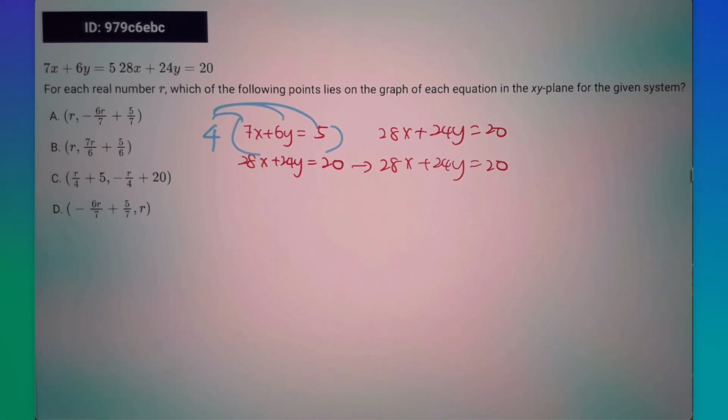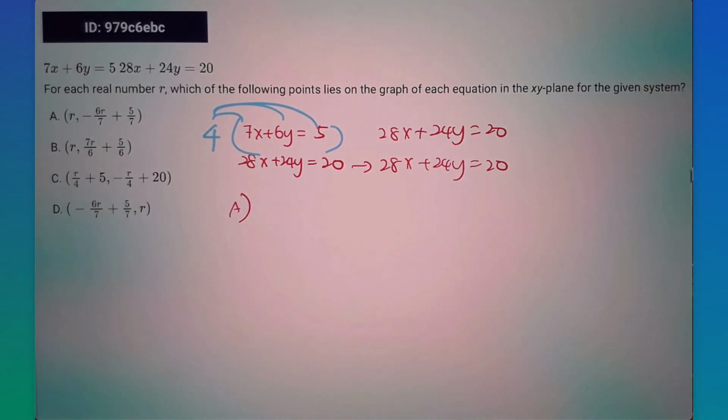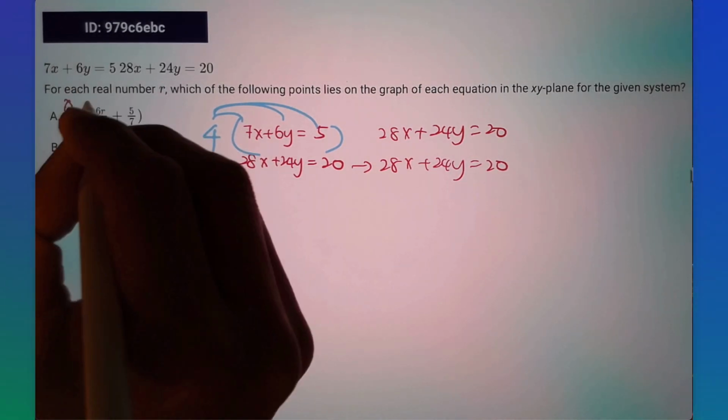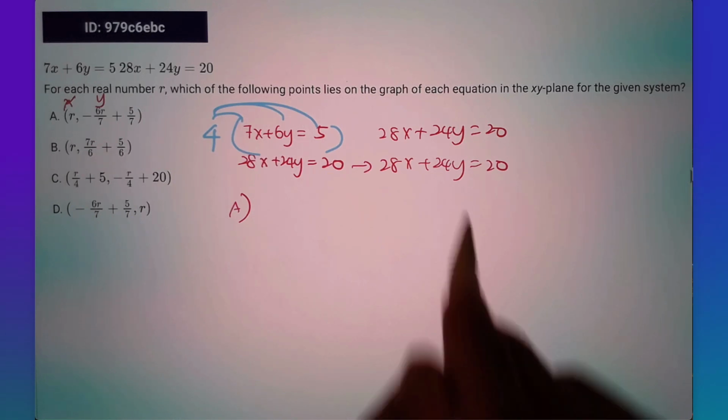So the only way we can double check this is through each choice. Hopefully the answer is A, but if A doesn't work, then we gotta try B and C and possibly D. So let's start with choice A. So you guys know that this is the given coordinate: x equals r, y is equal to that expression in terms of r. So let's plug it into the top equation.